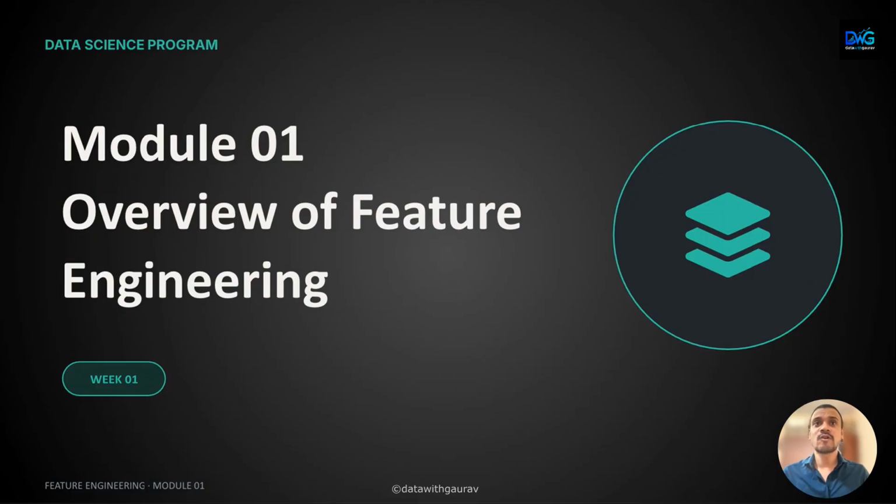This module lays the foundation for everything we will learn in the rest of the course. Before we start transforming features or building sophisticated machine learning pipelines, it is important to understand why feature engineering matters in the first place, what problem it solves, and how it impacts model performance. We will learn these concepts through practical examples and real world case studies. So the ideas are not just theoretical, but they are easy to relate to as well.